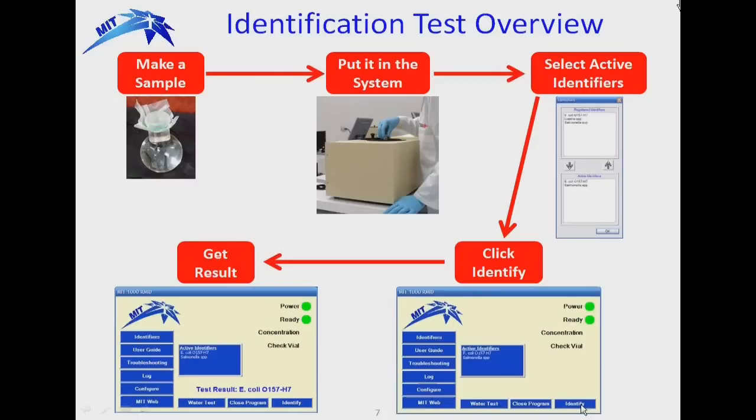Click Identify on the MIT-1000 application's graphical user interface. After the user enters some sample-specific information, the test begins. The system examines and evaluates each detected and measured cell as it passes through the laser beam. The measured data for each cell is combined with the lookup values in the active identifiers. The typical test time is less than 5 minutes. The system measures as few as 10 to as many as 100 cells before it draws its final conclusion. The system then stops the test, displays the final result, and is ready for the next sample.